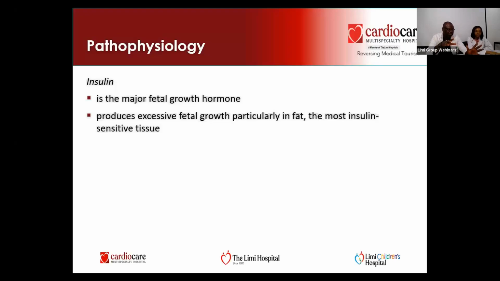That's what happens in this place. So now, if you're managing this patient, you're trying to reduce this excess growth in this patient, at the same time reduce the possible complications that can come out from this.